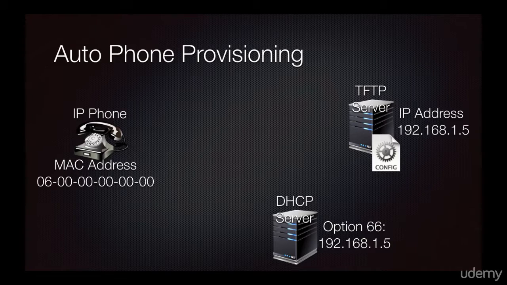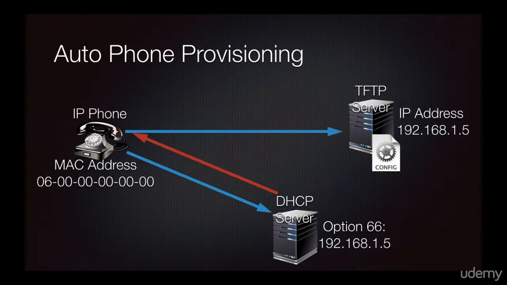So what happens is the IP phone is going to get plugged in to the network, and it will request an IP address from the DHCP server. When it does that, the DHCP server is going to reply with an IP address, and it's going to say within that IP address that it assigns it, this option 66 has been defined. That means you should go and talk to this server over at 192.168.1.5. So the phone says, okay.